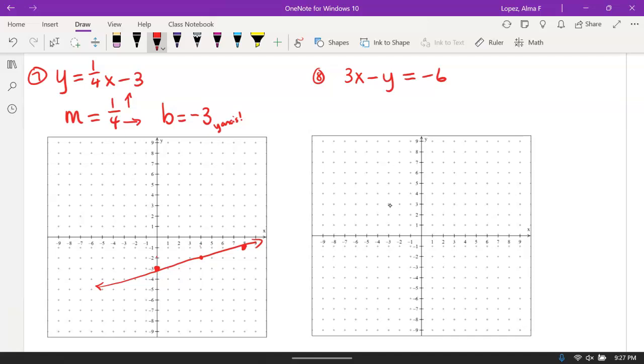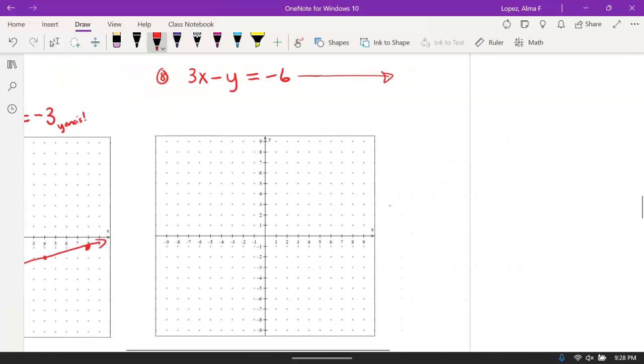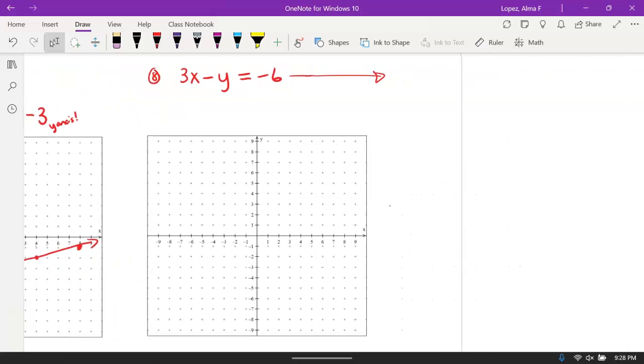All right, let's look at number 8. On number 8, we have to get it in the form ourselves. It doesn't matter which side you get the y on. I'm going to do it further to the right so we have a little more room. I want to get the y all by himself here, so I'm going to move the 3x over to the other side. So I end up with -y equals -3x minus 6.